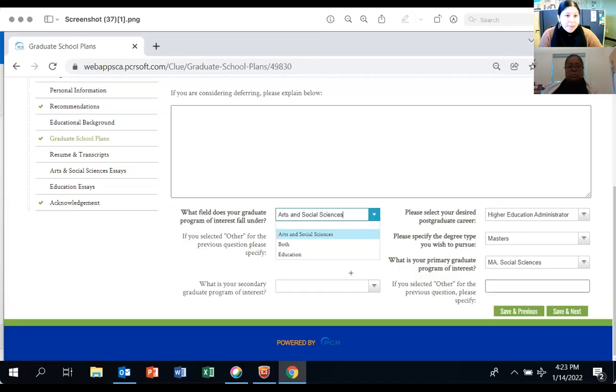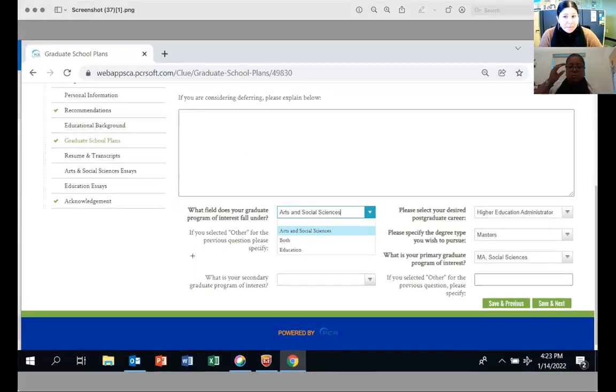And so this is the screenshot that she shared with me of what the application would look like for a student. If you look on the left-hand side here, arts and science and social sciences essays and education essays are tabs. So if you're not seeing those, that would certainly raise an eyebrow. But also this particular question right here, what field does your graduate program of interest fall under, determines which sets of essay questions are viewable for you when you move through the application.